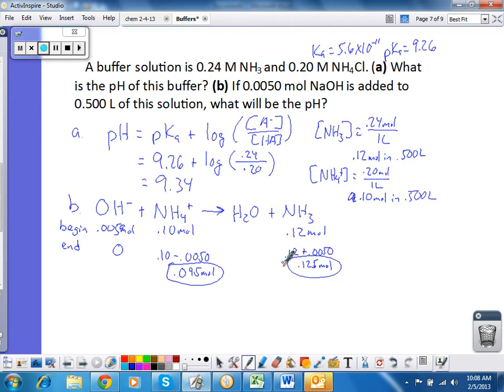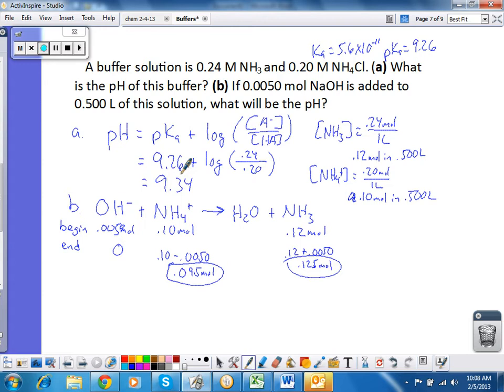Now, when you go to use the Henderson-Hasselbalch equation, you'll notice that my conjugate base and acid are a ratio. And also remember, if I have a buffer solution, that means both the conjugate acid and conjugate base are in the same container. So the volume is identical. So I can make this ratio a ratio of concentrations, as I did in part A, or a ratio of moles, and I will get the same answer.